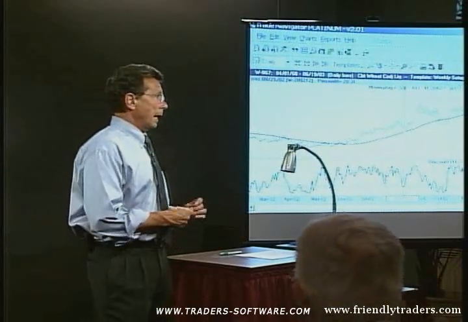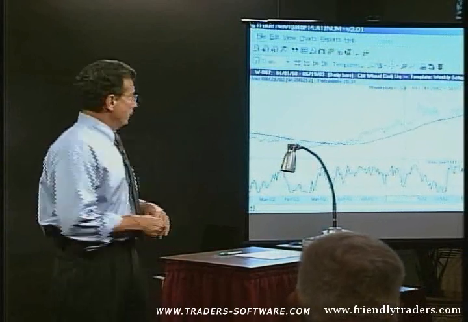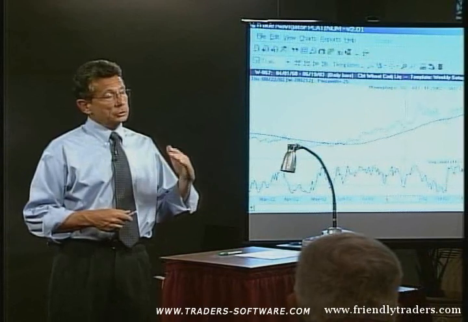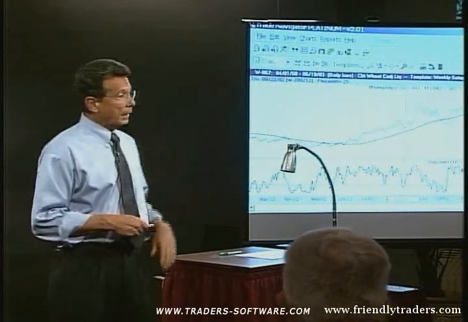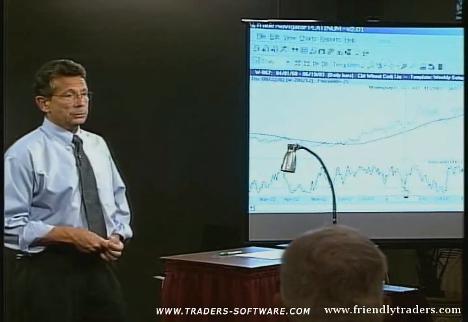So I like percent R to say the market's oversold on one time frame, but on a longer term time frame, the market is in an uptrend. It's a strong uptrending market, and I'm just buying pullbacks against that uptrending market. That's how I use percent R.